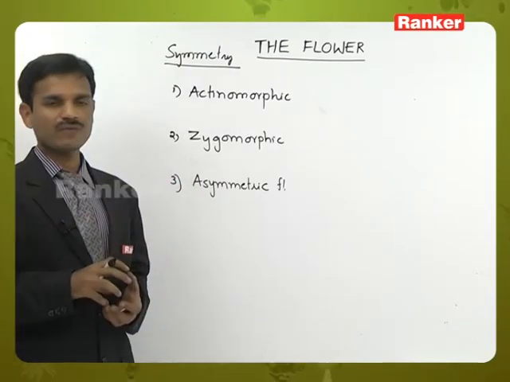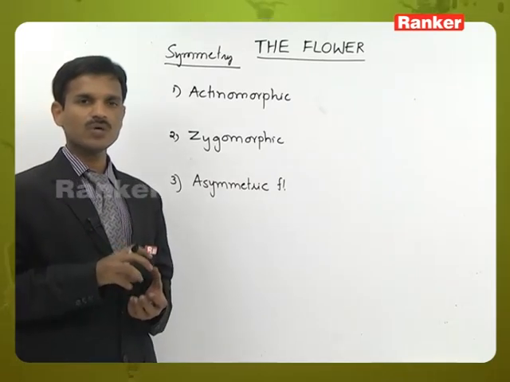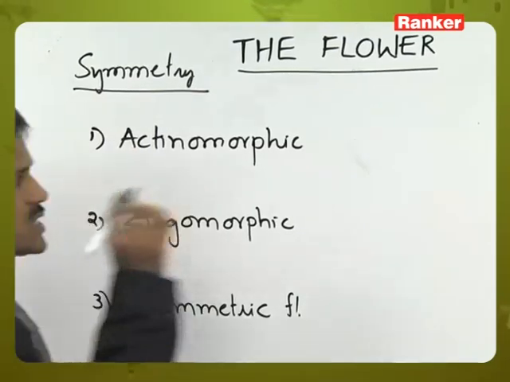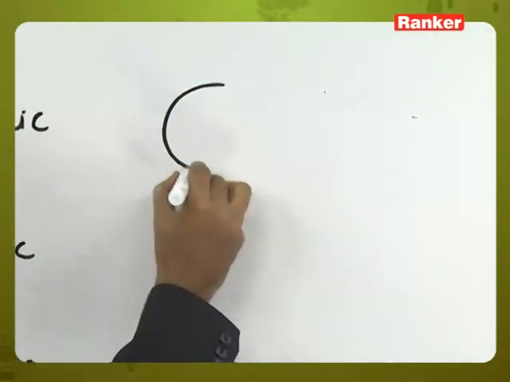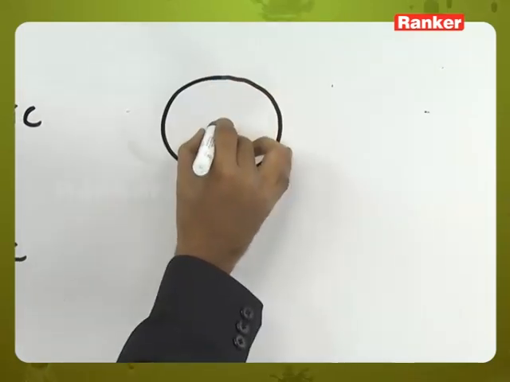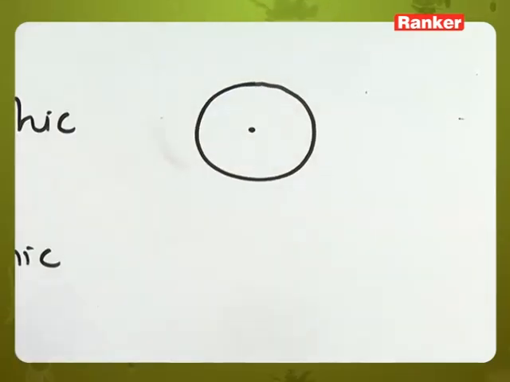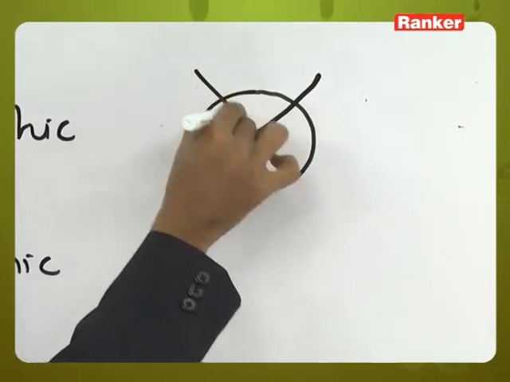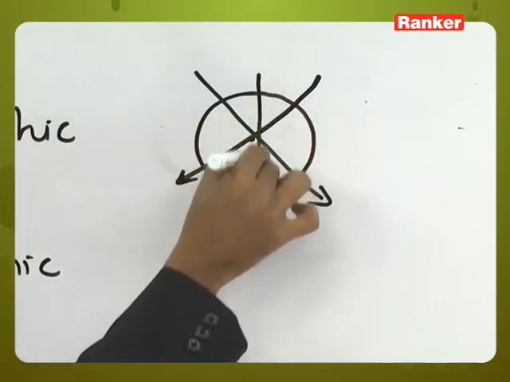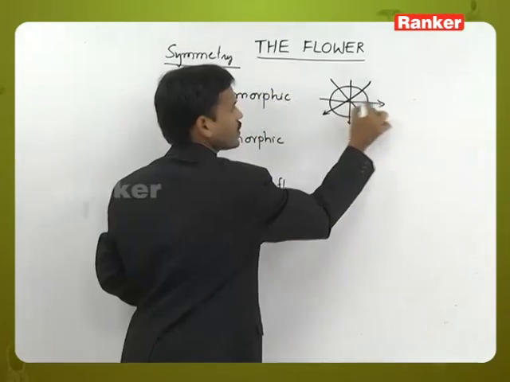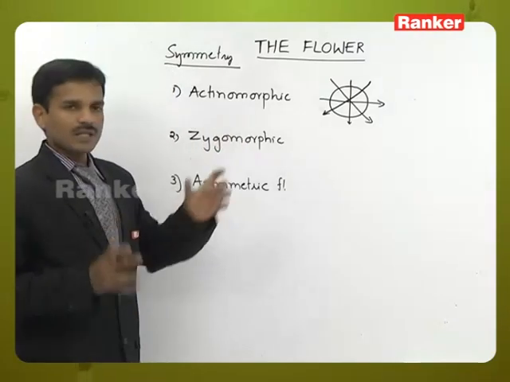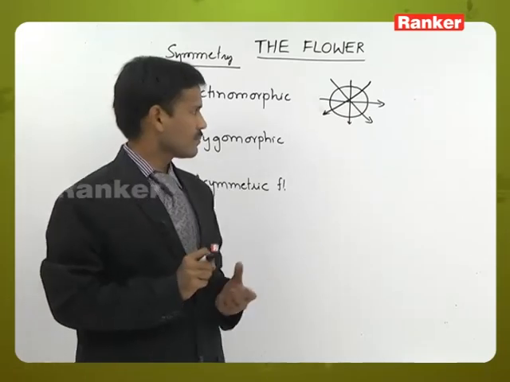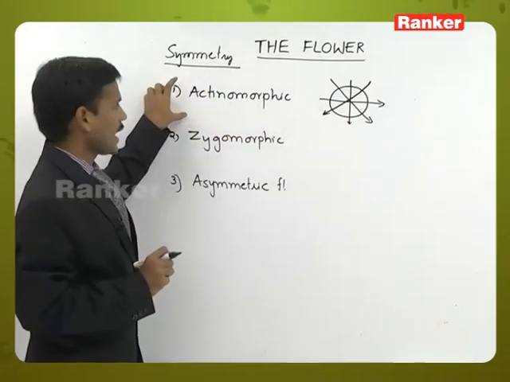So what is actinomorphic flower? Here the flower can be cut into two equal halves by any radial plane, that is actinomorphic flower. For example, here, we can cut this diagram into two equal halves by any plane going to the center. So like this, here the flower also can be cut into two equal halves by any radial plane, that is called an actinomorphic flower.